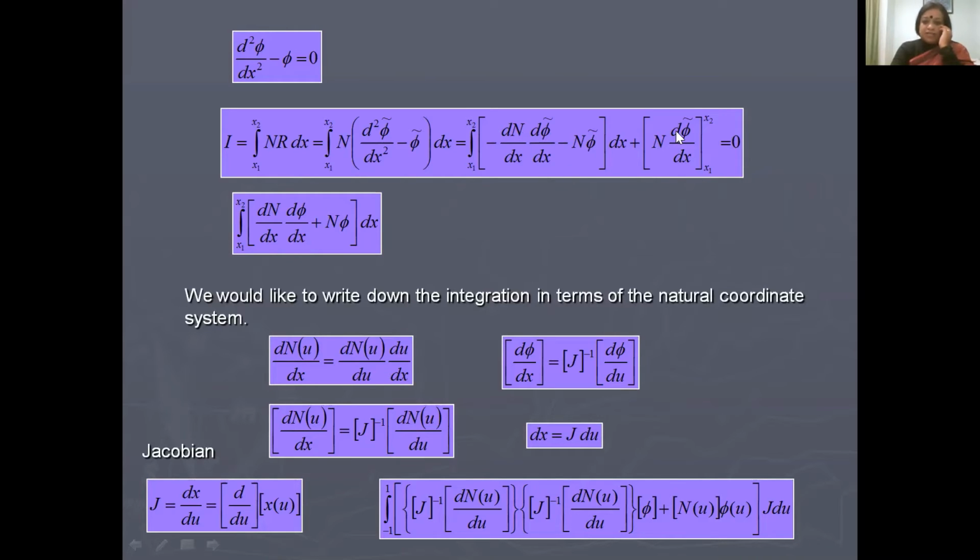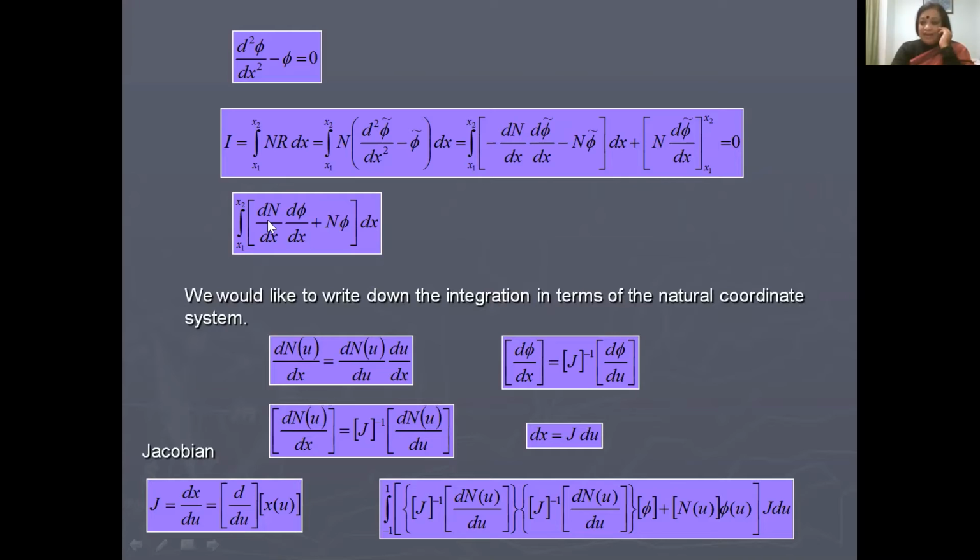For the moment, let us ignore these values, these constants that we will get. Why we will ignore these values, you already know, but I'll discuss later. So let us concentrate on this integration. This integration is an integration in terms of phi and n dx in the domain x between x1 and x2.